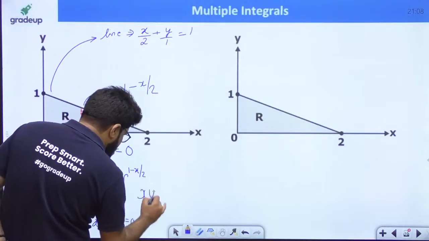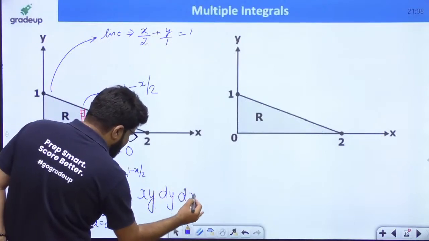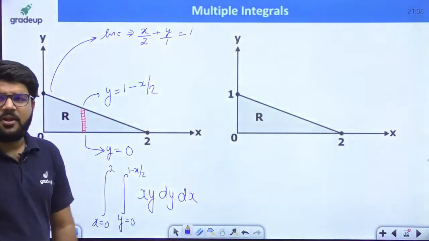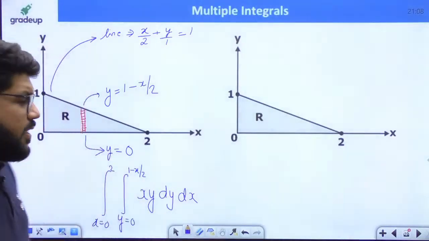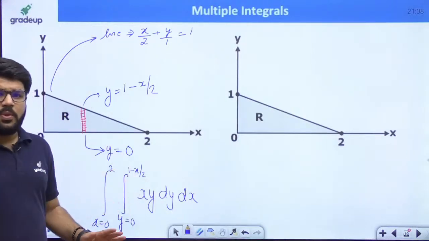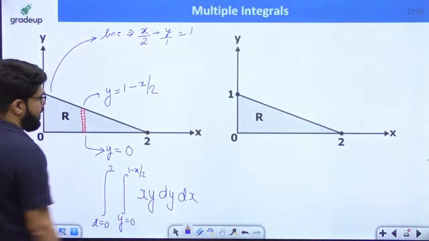Of the function xy. So the first integral is with respect to y, dy, and then, as I told you about the order of integration yesterday, because the limits of y are dependent on x, you first have to integrate with y. You can't integrate with x here, right? So I will write dy dx.